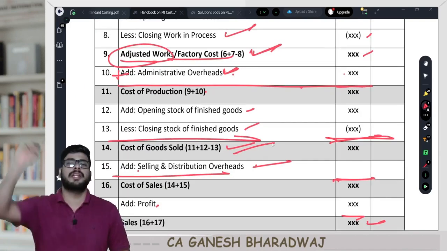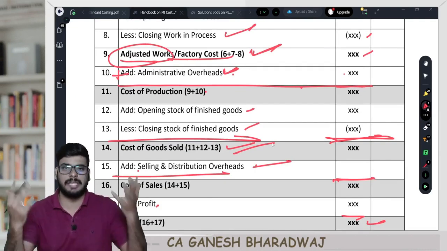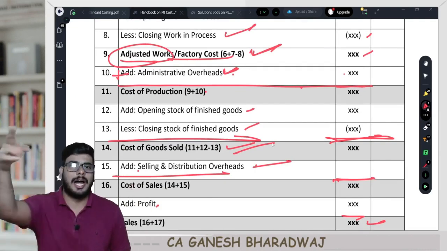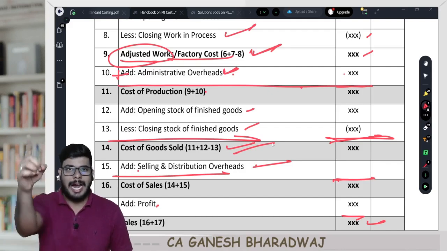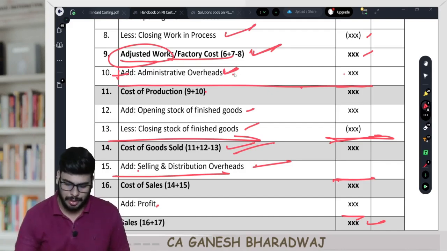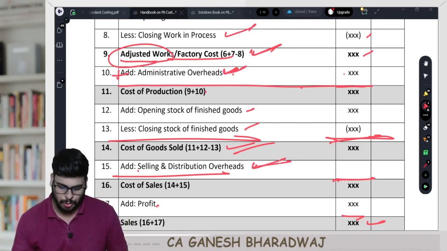To this, finally, you add outside factory cost. Outside the factory, what are the other two places? Your admin and your selling area. Admin anyways is considered till right now here itself. Just add your selling and distribution overheads. You get your cost of sales, add your profit. You get your sales figure.